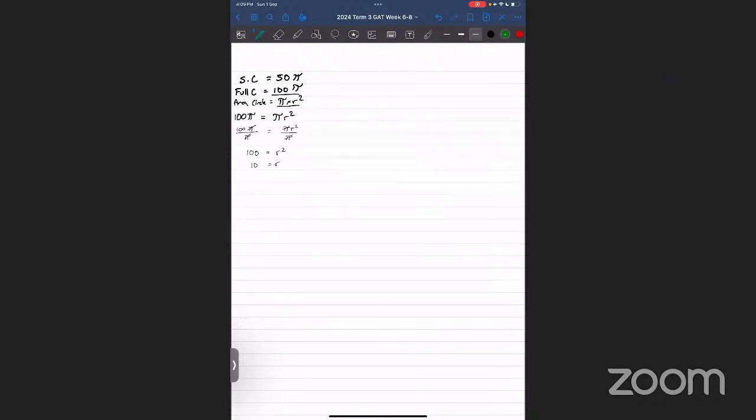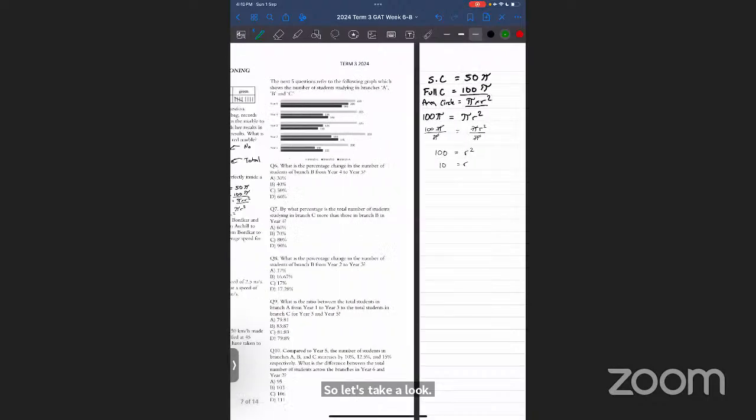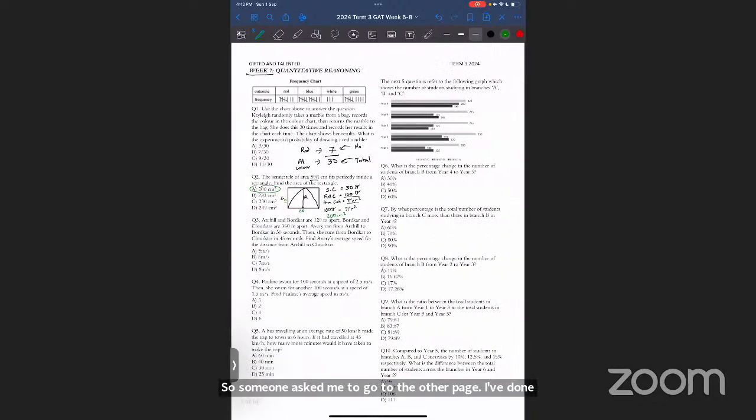All right. A few people are sending questions in. So let's take a look. Someone asked me to go to the other page. I've done that already. Let's go back to the next page. Some generic questions like about the mock exam and the gate exam. That's not what this is about. I can answer those questions maybe at the end.